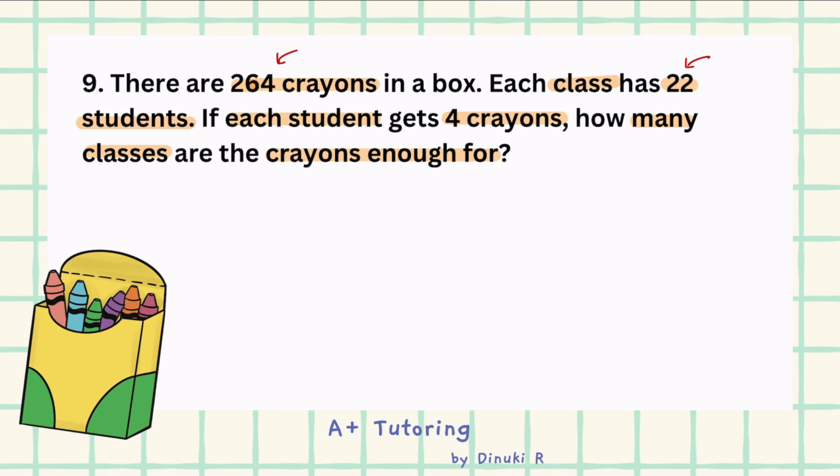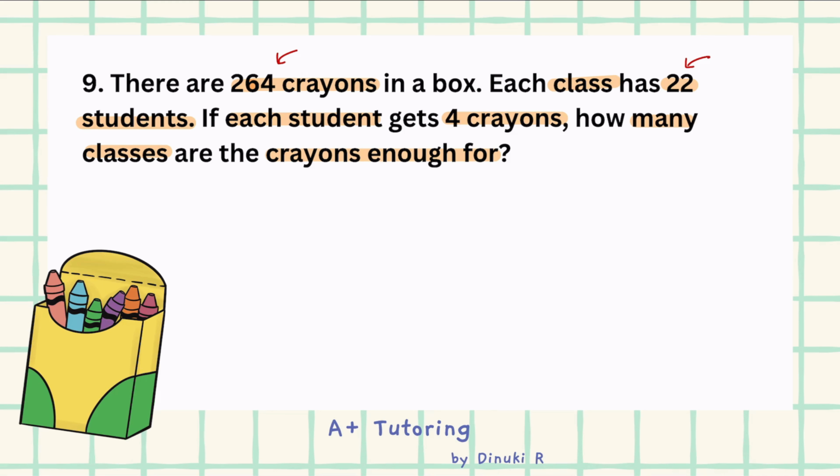Okay, now the next sentence, this is the key sentence. If each student gets 4 crayons, right? So essentially, we're dividing these crayons among a set number of students. We haven't been told how many students we've got. We've only been told the number of students in each class, right? We haven't been told the total. If each student gets 4 crayons, how many classes are the crayons enough for? We're not being asked about how many students. We're not being asked about how many crayons. We're being asked about how many classes, right?